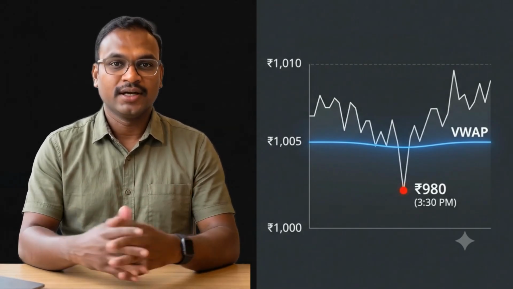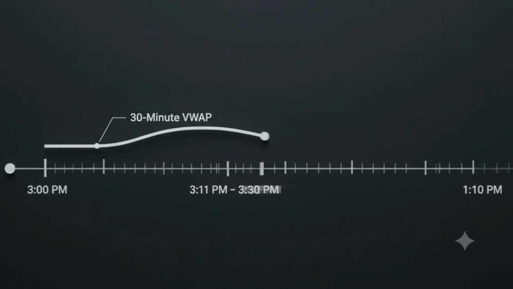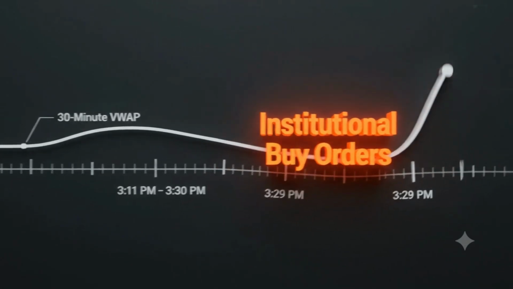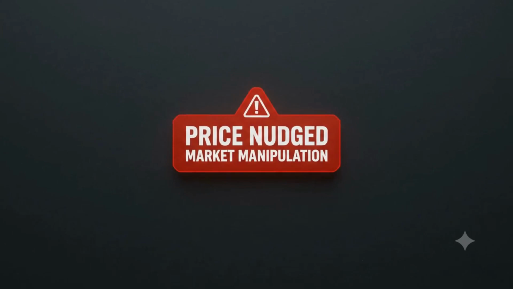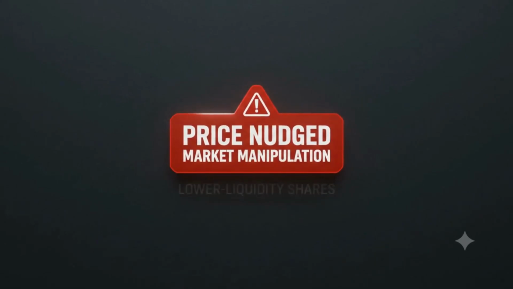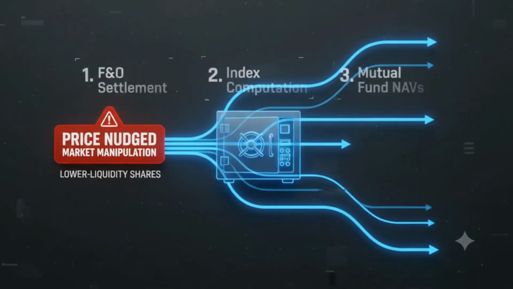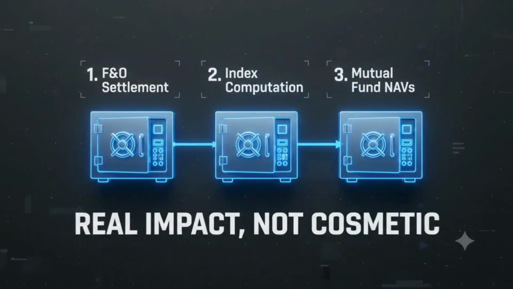VWAP smooths that out. But VWAP has its own weakness. Since it's an average spread across 30 minutes, a well capitalized trader can still place a cluster of late trades to nudge it, especially in lower liquidity names. And this closing price isn't cosmetic. It feeds F&O settlement, index computation, and mutual fund NAVs.